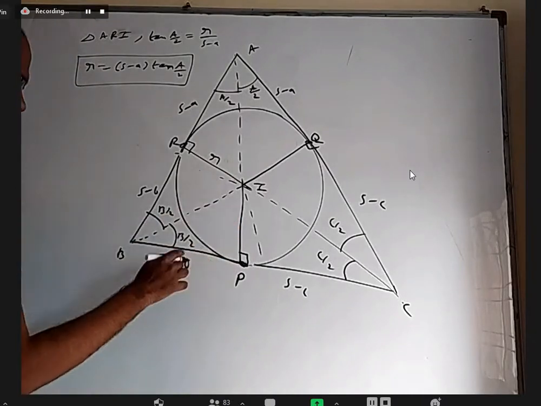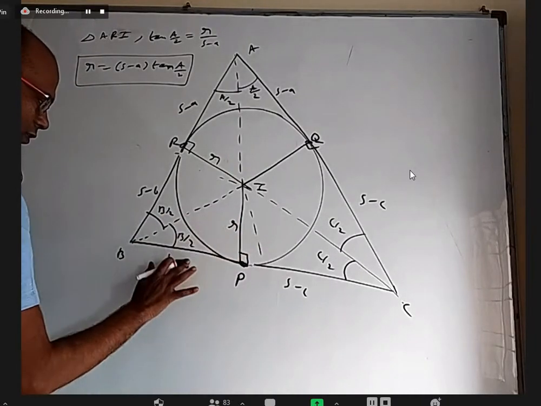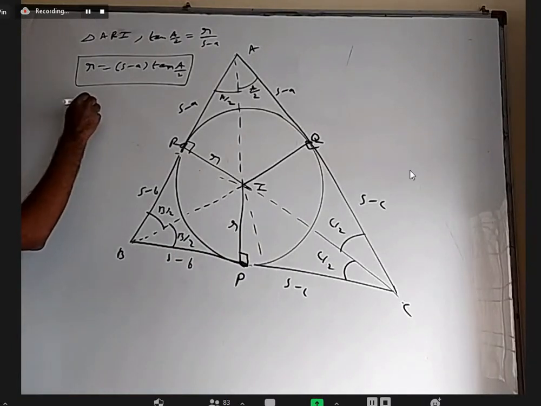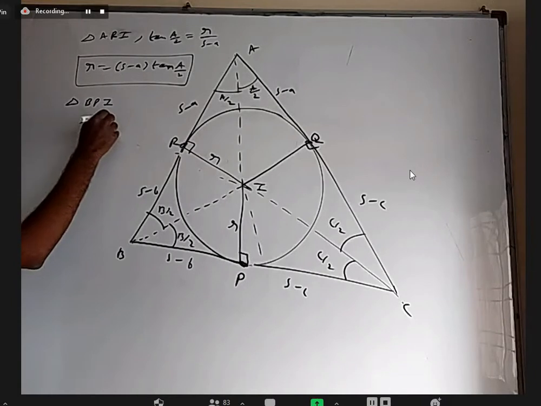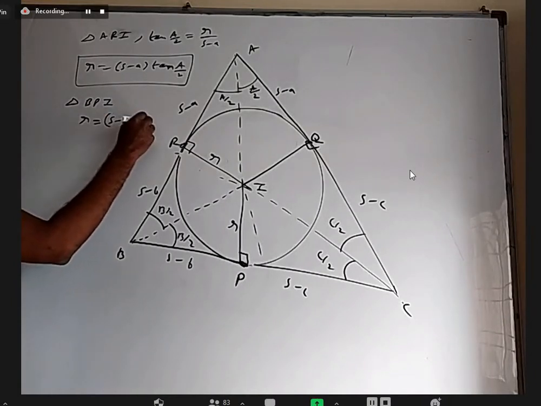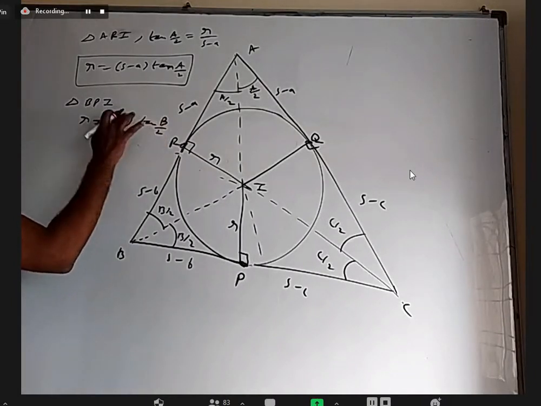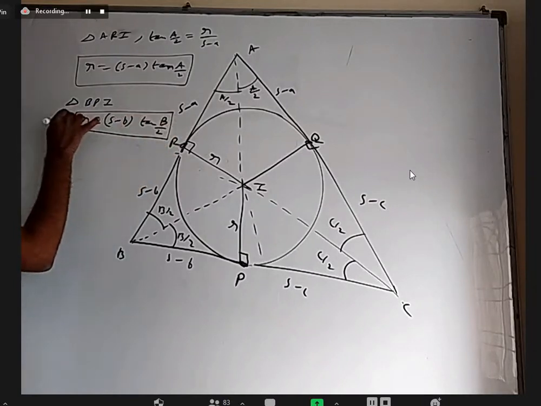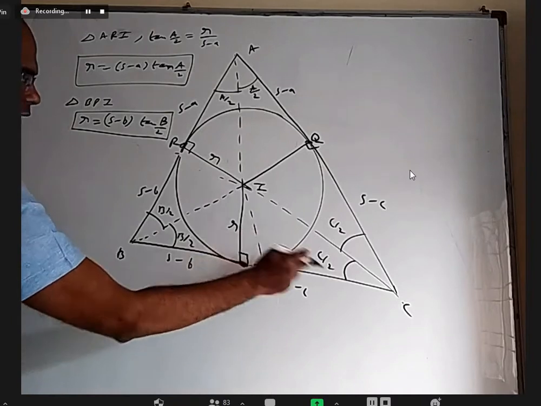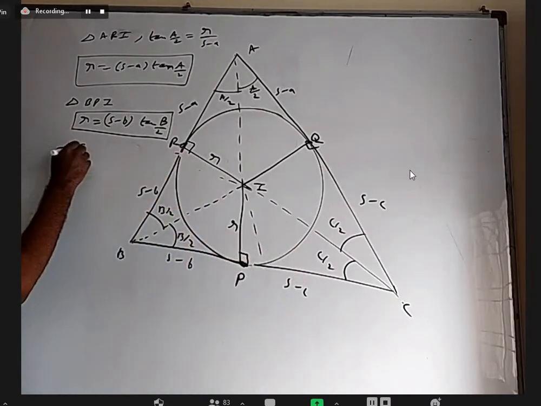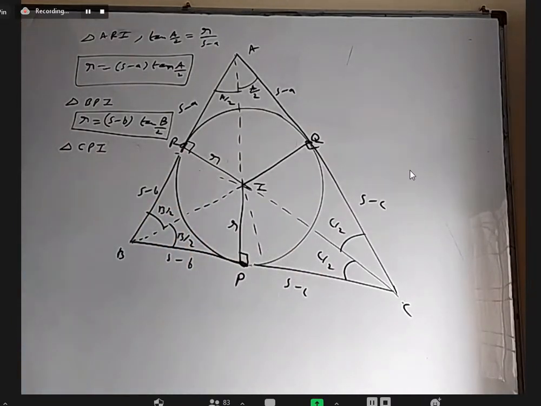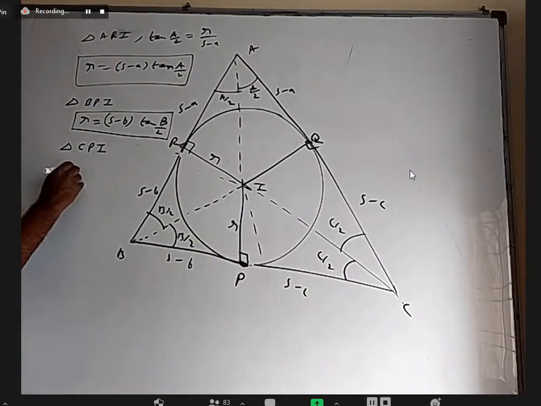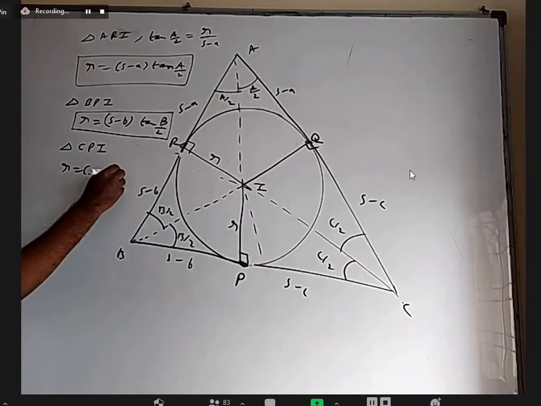If I take triangle, this height is r, this is s minus b. If I take triangle BPI, r equal to s minus b tan b by 2 will come. And if I take triangle CPI, some communist people may be happy to hear CPI, r equal to s minus c tan c by 2.